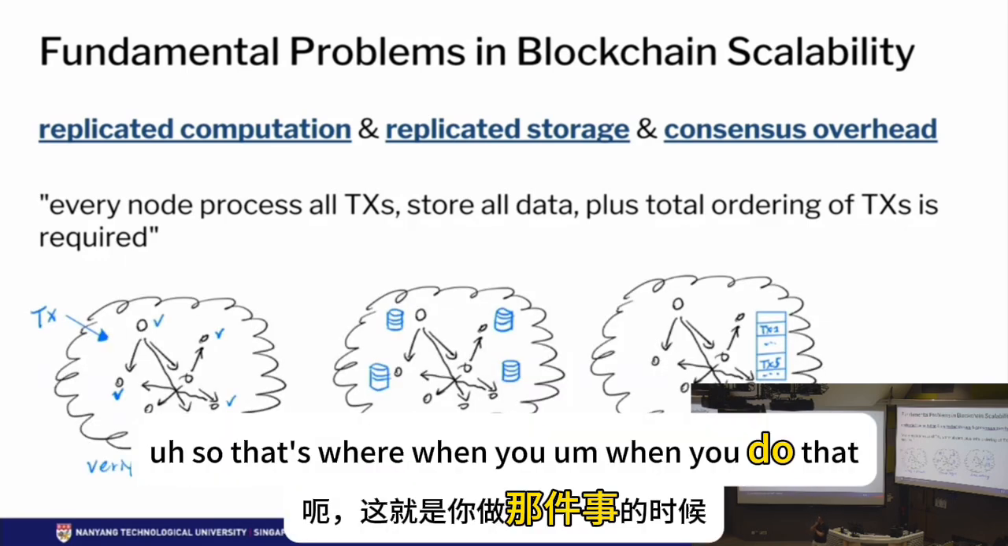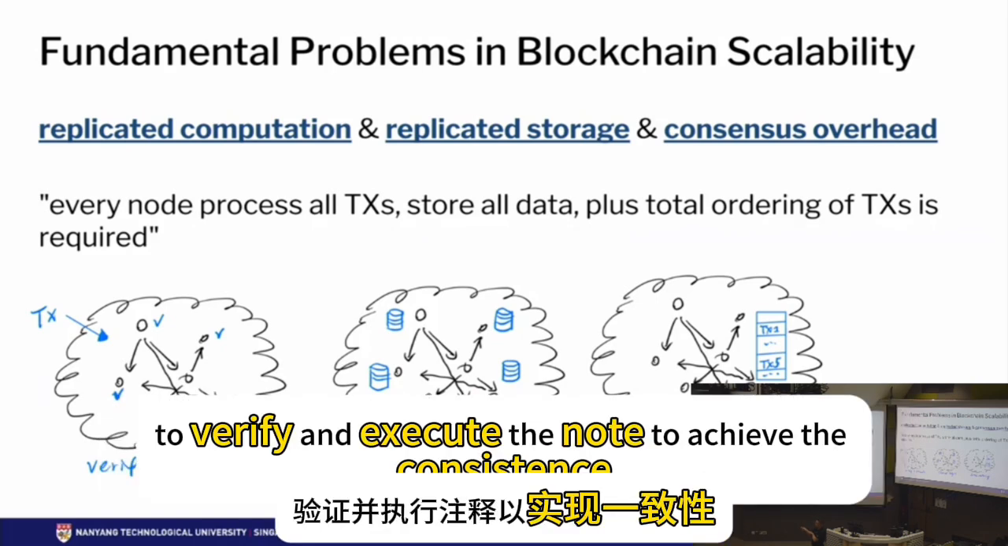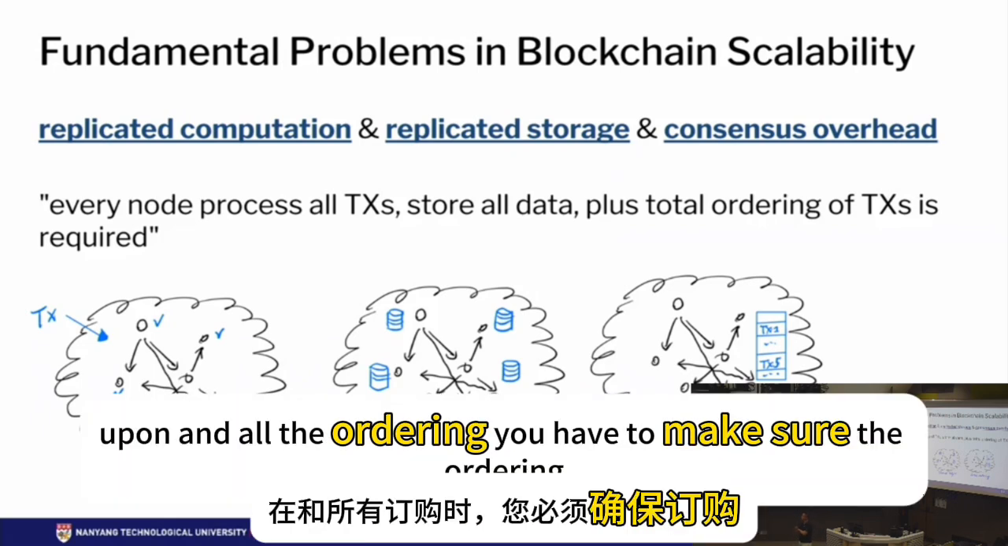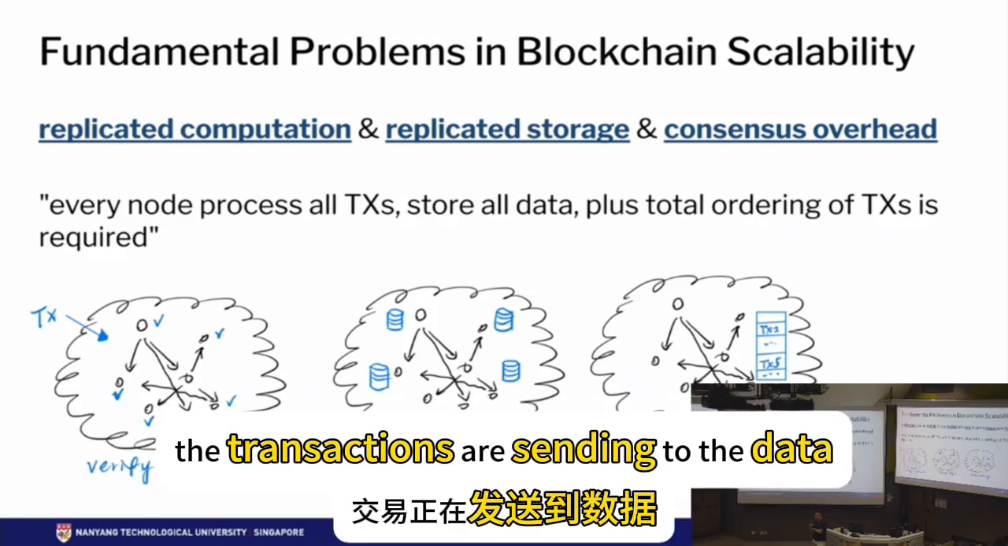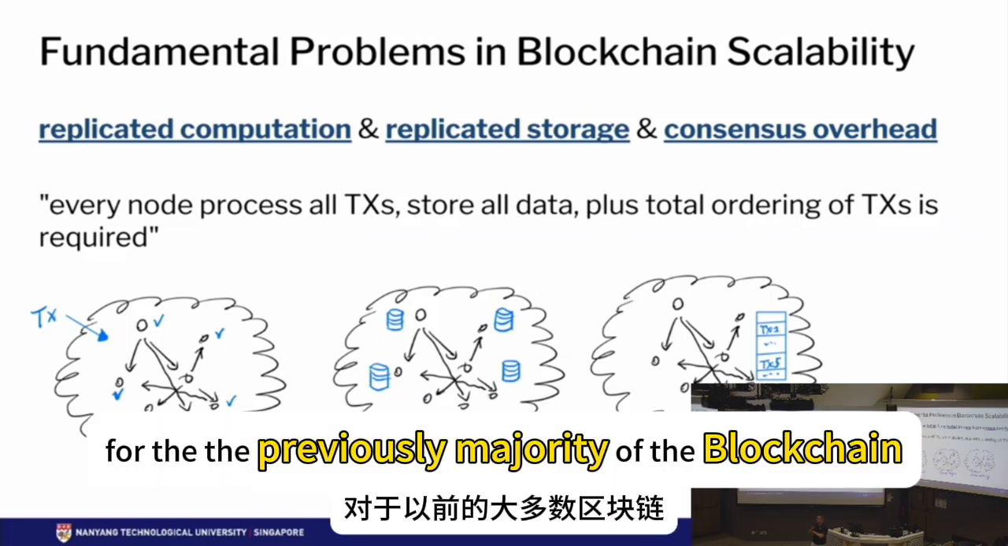So these are some of the things you have to do across the different nodes. You have to verify and execute the transactions to achieve consensus. And there's a ledger as the foundation of the consensus to agree upon. And for all the ordering, you have to make sure the transactions and data are sent to each node to be recorded, for the majority of blockchains.